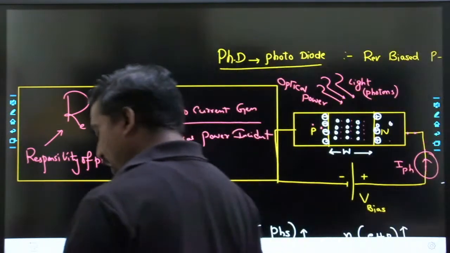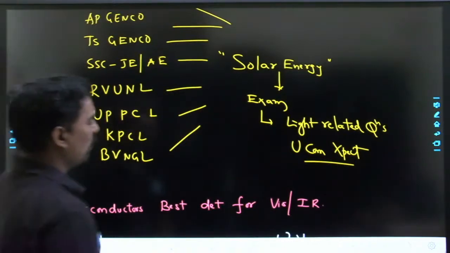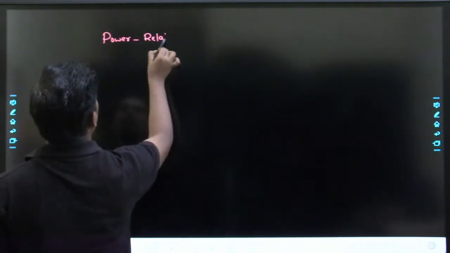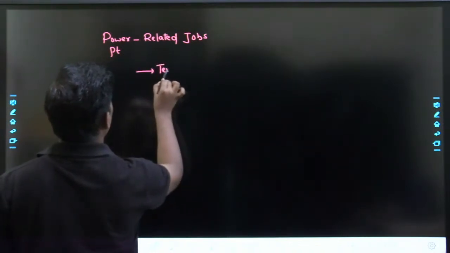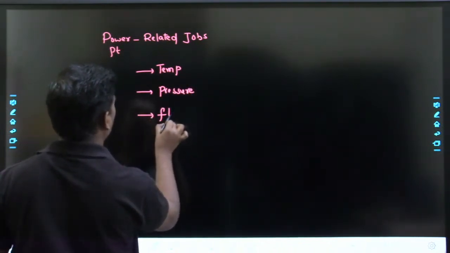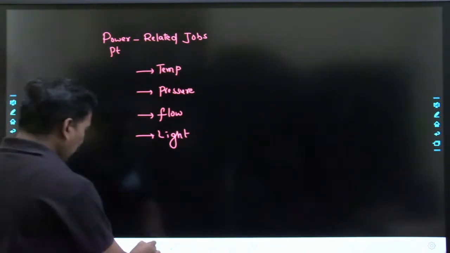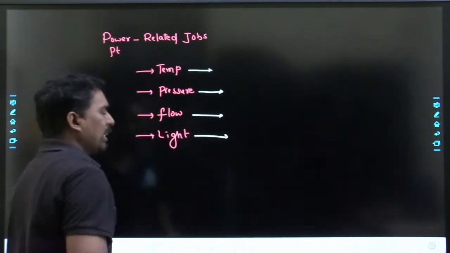Today we have discussed the list of non-electrical measurements. In the upcoming classes, we will discuss the remaining measurements. If you are preparing for power plant exams or power plant related jobs, you must focus on these parameters: temperature measurement, pressure measurement, flow measurement, light measurement. These are the major topics. Every electrical engineer should have some temperature measuring instrument, pressure measuring instrument, flow measuring instruments, light measuring instruments.